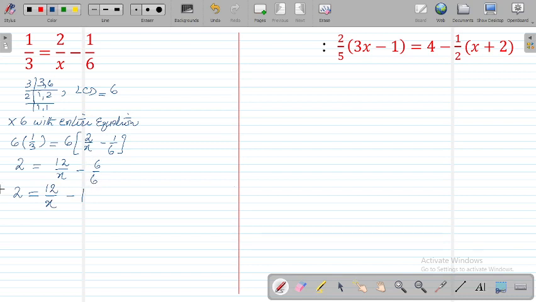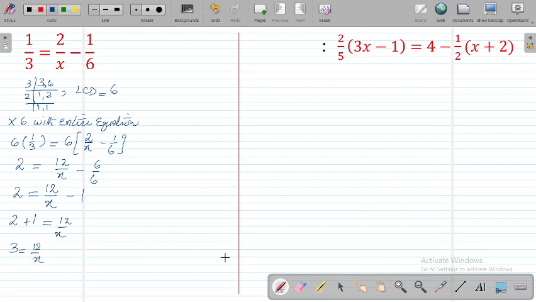Okay, so what we can do further now is take this minus 1 to the left hand side. If we take it to the left hand side, it will transform into 2 plus 1. Minus 1 goes to the other side, becomes plus 1, is equal to 12 upon x. Further simplifying, you will get 3 is equal to 12 upon x. Okay, so now we are interested in the value of x.